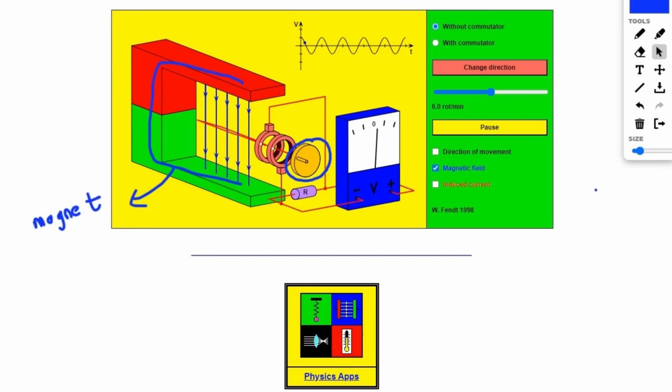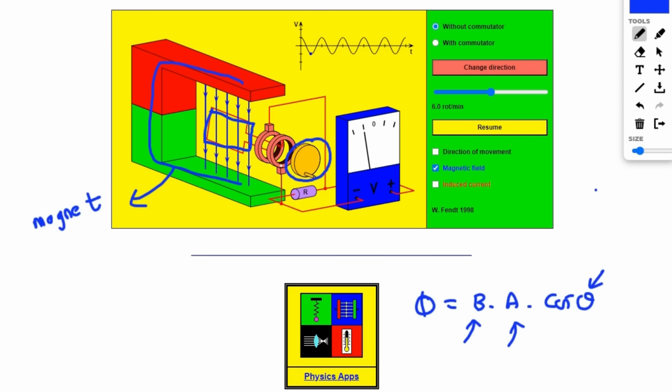But by allowing rotation, remember we said that magnetic flux is calculated as B, A, cos theta. Now B is the strength of the magnet, A is the area of this part over here, both of which are not changing at all in this question. However, the angle theta, we are continuously changing by allowing this rotation to happen.